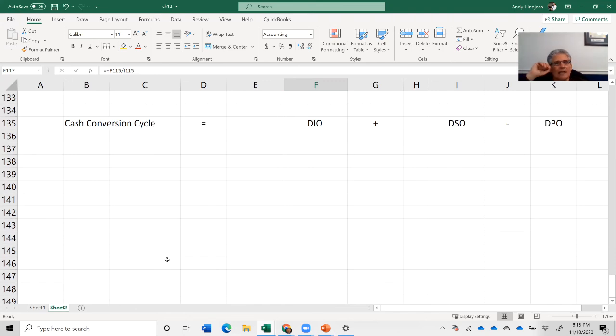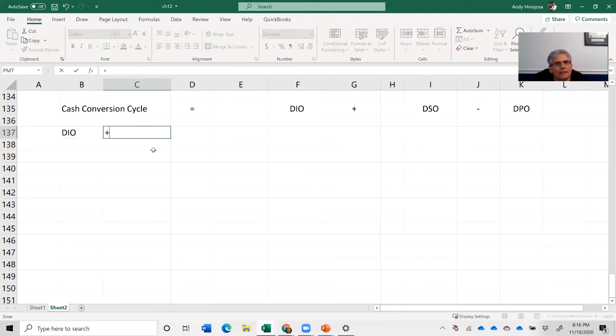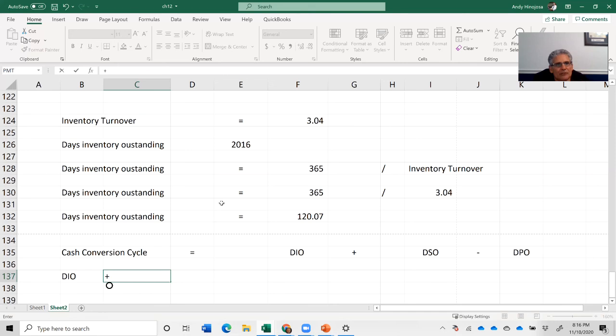Okay, so now we can compute the cash conversion cycle based upon all the computations we've just done. The cash conversion cycle will be computed by taking the days inventory outstanding plus the days sales outstanding minus the days payable outstanding. So we computed each one of these previously. We'll go ahead and figure out what that was. So the DIO, days inventory outstanding, let's go find that. We computed it earlier. Days inventory outstanding, 120.07.